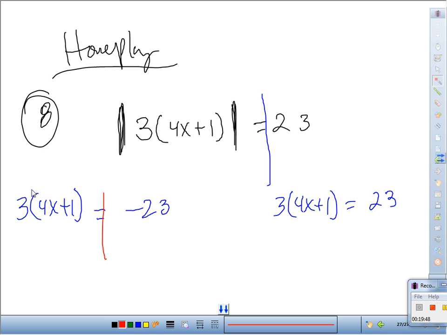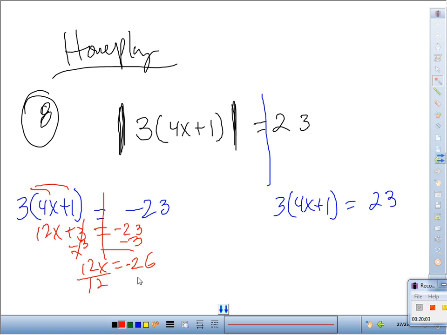All right, let's solve this. Distribute. This is 12x plus 3 equals negative 23, minus 3, minus 3. This is 12x equals negative 26, divided by 12, divided by 12. X equals negative 2 and 2 twelfths, which becomes what? 1 sixth. What do you write in the decimal? 0.16 repeating.